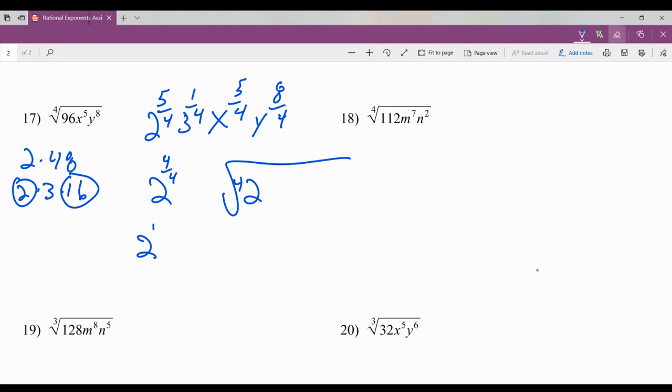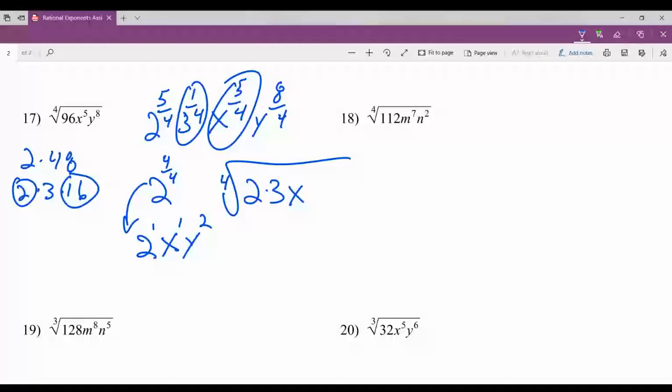And 2 to the 1/4 is going to stay underneath that 4th root symbol. That goes there, and the 1/4 left over is what goes inside. We have 3 to the 1/4, that's going to stay underneath. X to the 5/4 is x to the 4/4, which is x to the 1, that stays outside, and the 1/4 remaining stays inside the radical. And y to the 8/4 is really y to the 2nd power, so I'm going to have the y to the 2nd power outside. All right, so here's my final answer.